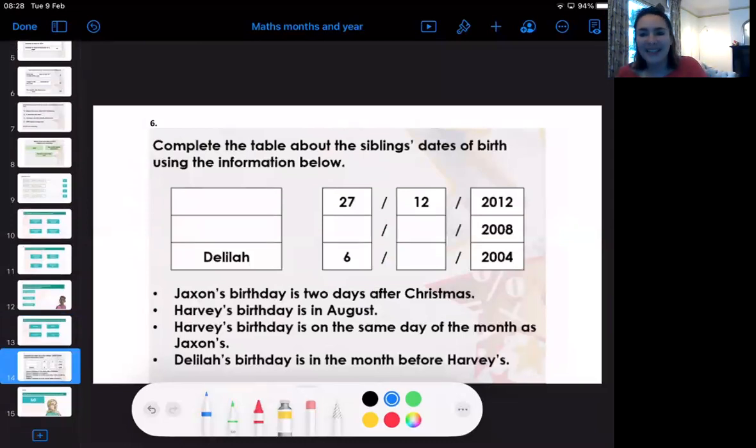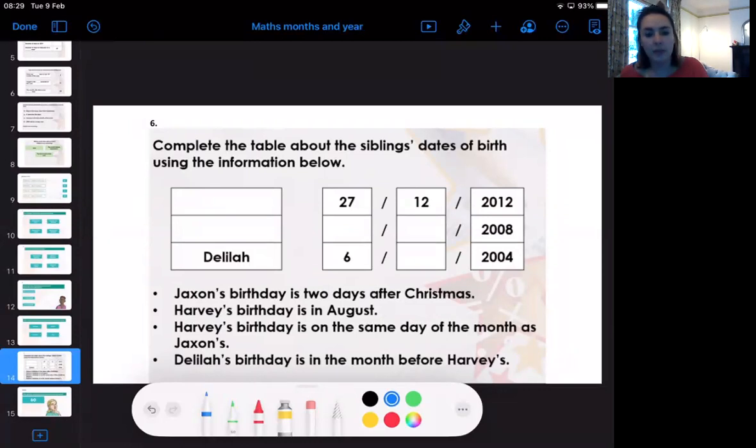Have a go at completing this table below. It's a little bit of a word problem. Complete the table below about the siblings' date of birth using the information. So we've got here, Jackson's birthday is 2 days after Christmas. So you need to work out where he goes on this chart. Harvey's birthday is in August. So you can maybe put Harvey's name in there and you know what month of the year August is.